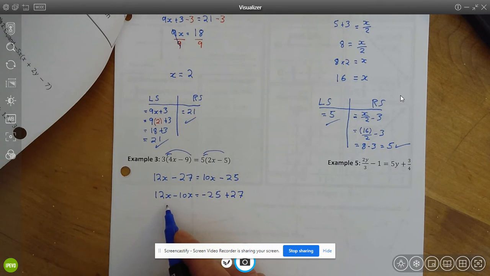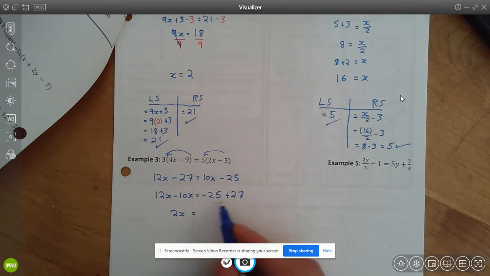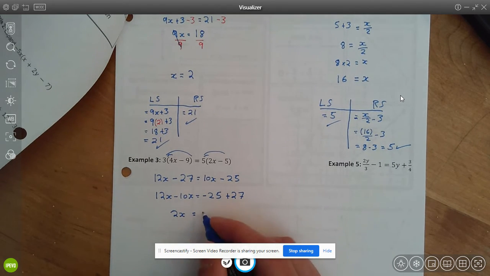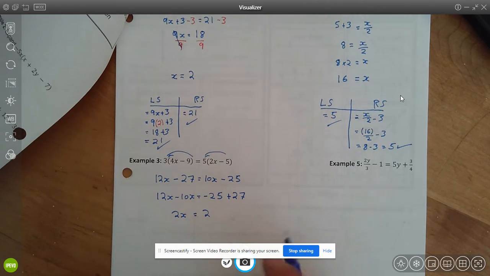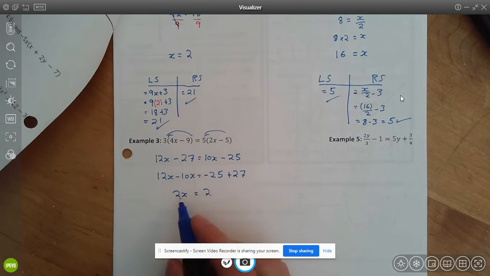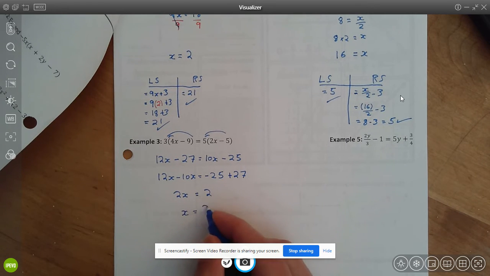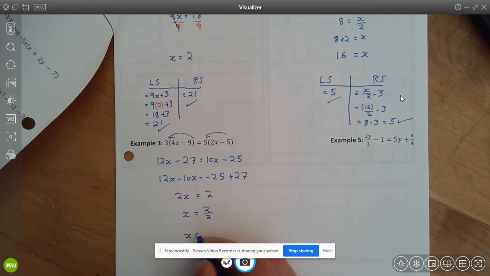Well, now I'll collect like terms. How many x's do I have? 12 x's, take away 10 x's. Well, I've got 2x. And then negative 25 plus 27, I've got positive 2. So now to get x by itself, well, it's getting multiplied by 2. So to get rid of that times 2, I have to divide the other side by 2. And then 2 divided by 2 is 1.